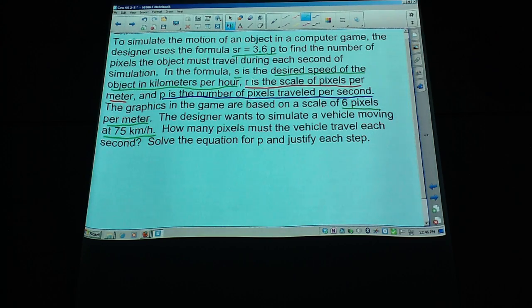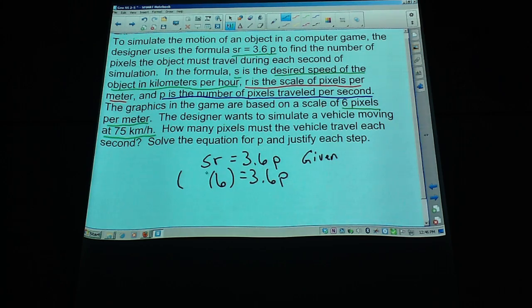So I'm going to go ahead and just write the formula down here. And when something is given to me in the problem, or my starting place, my justification would just be given. So I'm going to write given right there. Now, let's see, 6 pixels per meter looks to be my R. So I'm going to plug that in for R here. Just 6. I'm going to copy this 3.6 and the P down.